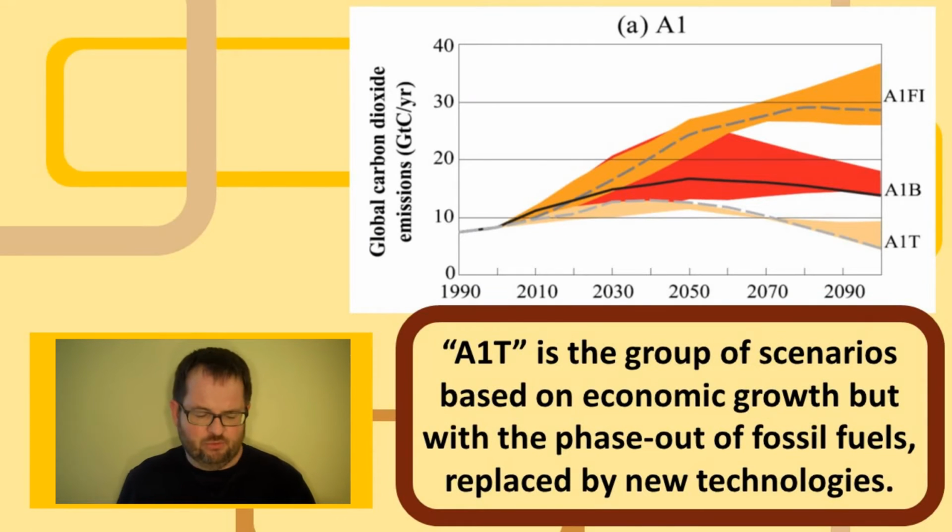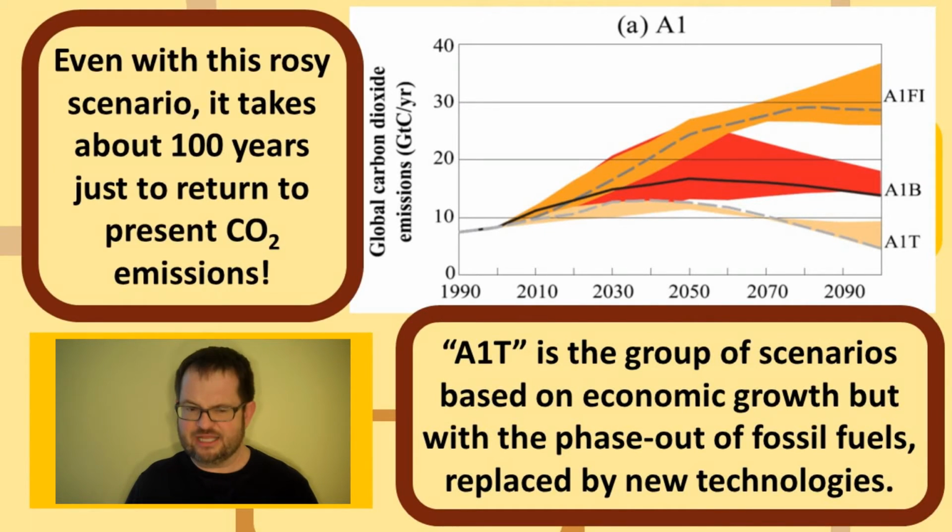Even A1T, which is the group of scenarios based on economic growth where we phase out carbon intensive technologies like fossil fuels and so on, and start replacing them with greener technologies like wind and solar and tide and geothermal and nuclear and so on. Gosh, if I look at those A1T scenarios, well heck, all of them look still better than what we saw before, but still not so great.